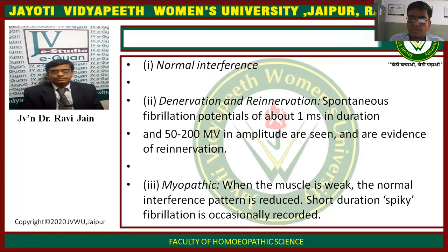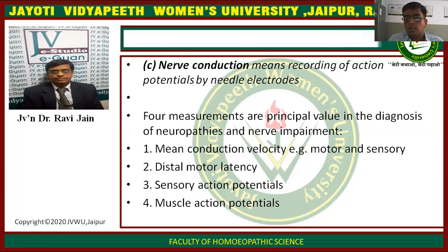The third one is the myopathic pattern. When the muscle is weak, the normal interference pattern is reduced. Short duration spiky fibrillations are occasionally recorded. So we have normal interference, we have denervation and re-innervation, and the third one is the myopathic, where the normal interference pattern is reduced and short duration spiky fibrillations are occasionally recorded.